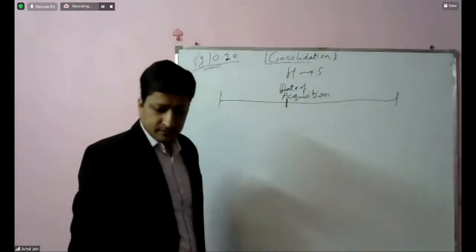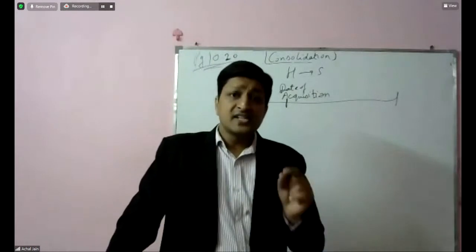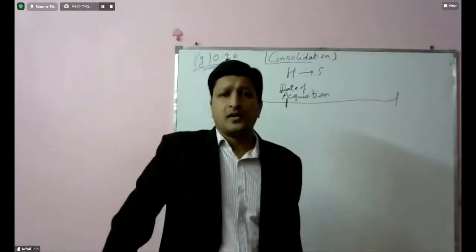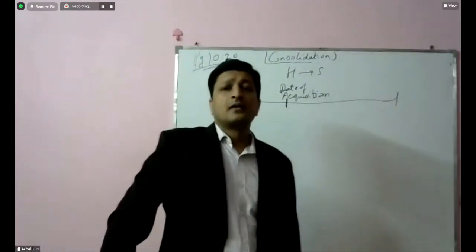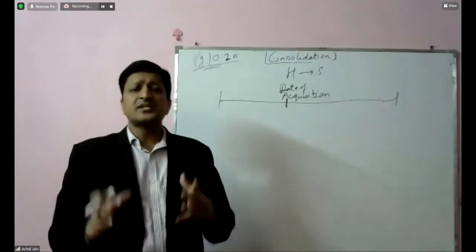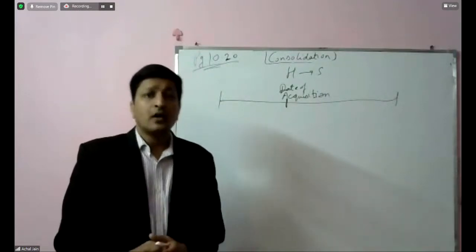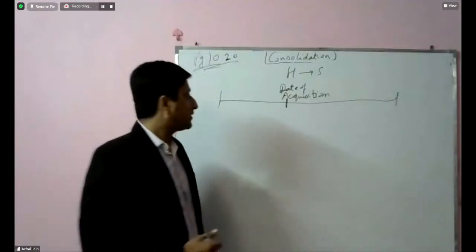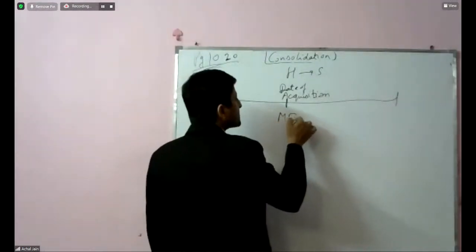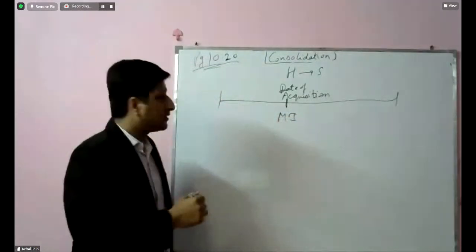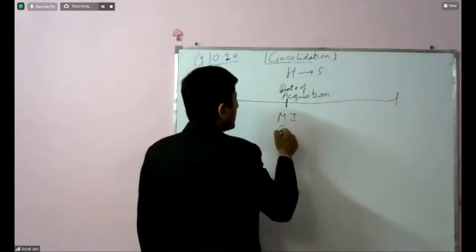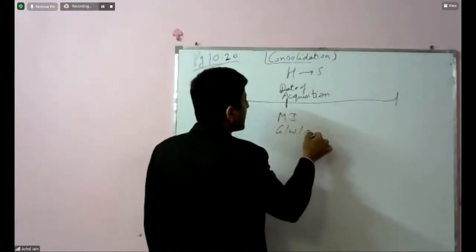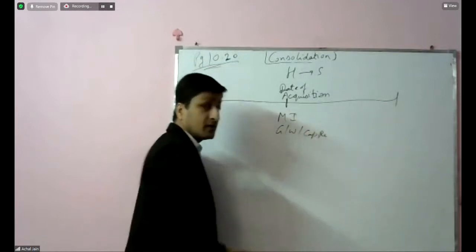Please remember that this date is very, very important. Why? Because certain adjustments are required to be done on this date. We have already talked about it. Minority interest has to be computed on this date. Number one. Goodwill or capital reserve has to be computed on this date.